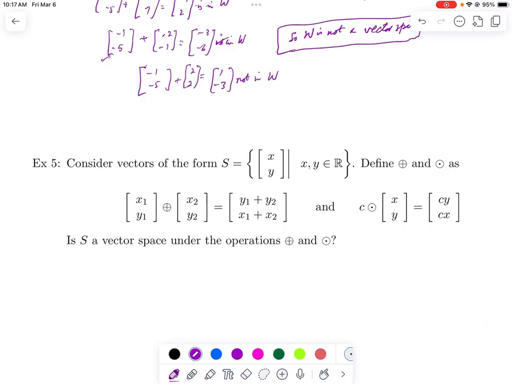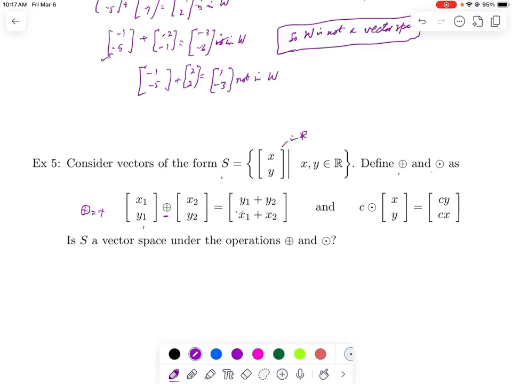So this says consider vectors of the form S, again from R2. So S is basically a subset of R2. Define the addition and multiplication as given. If you look at the addition, one vector is x1, y1, the other is x2, y2. If we add them, under this addition we get the same as our standard addition. So this is standard addition.